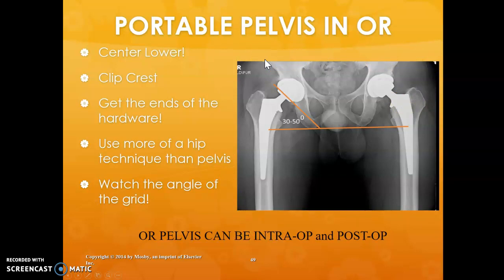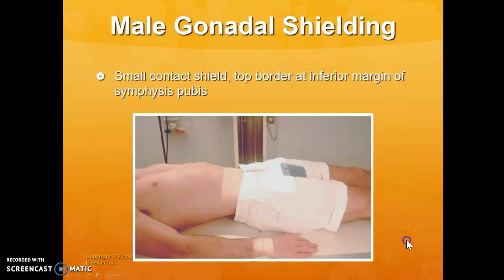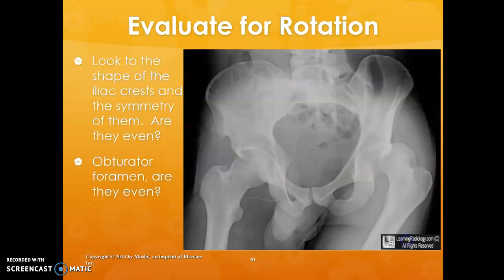So do not put the top of your film just above the iliac crest like you do for a normal pelvis. OR pelvis, you're centering low. Why? Because you want to get just below these prosthesis to be able to see the femur, right? Watch your tube angle and grid angle so you don't get grid lines. The OR pelvis can be done intraoperative or postoperative. You might see both. You can shield males, not females on these for us.